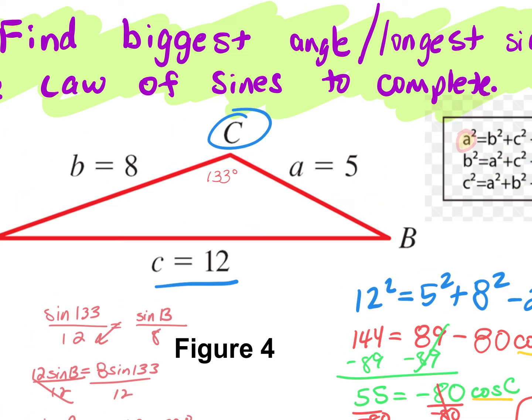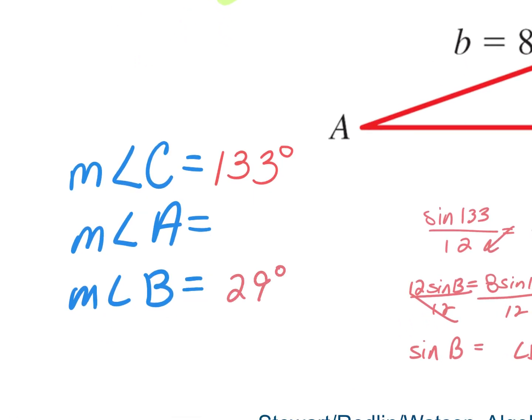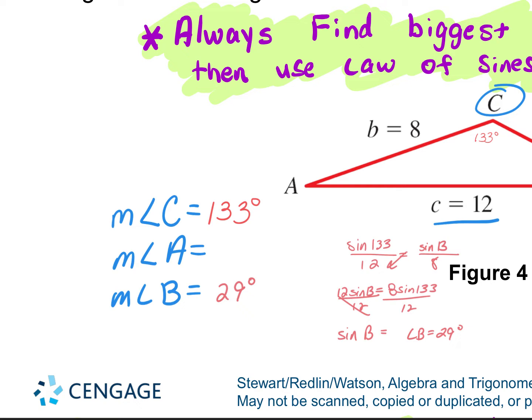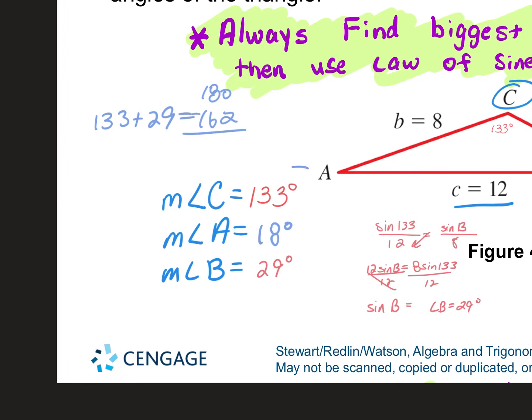So up here I'm going to say, okay, well my angle B is about 29 degrees. How can I figure out what angle A is without really thinking too much? I can add those two angles together, 133 and 29. So 133 plus 29 equals 162. And then I subtract 180 minus 162, and how many degrees are left over? 18 degrees. And there you have solved your triangle.